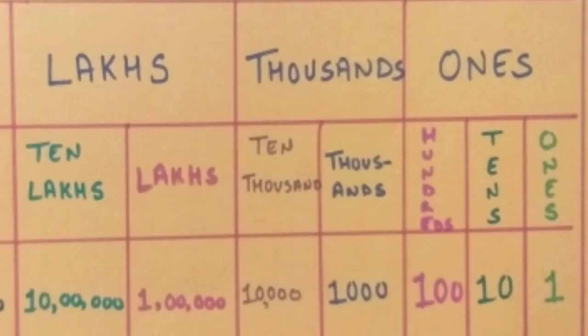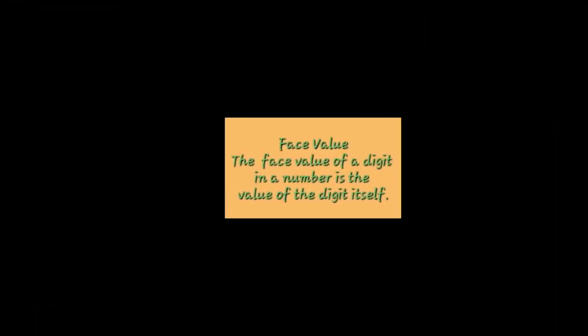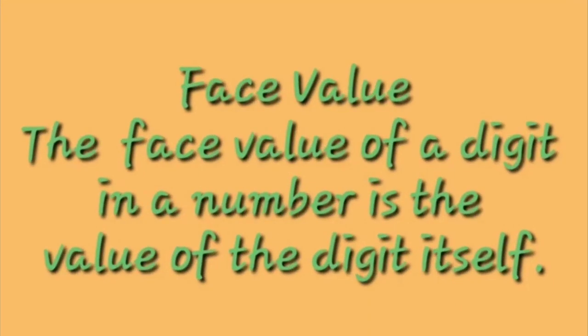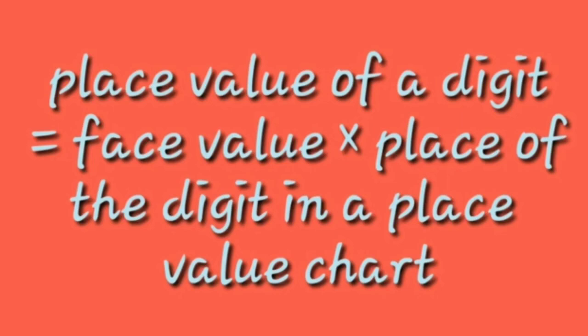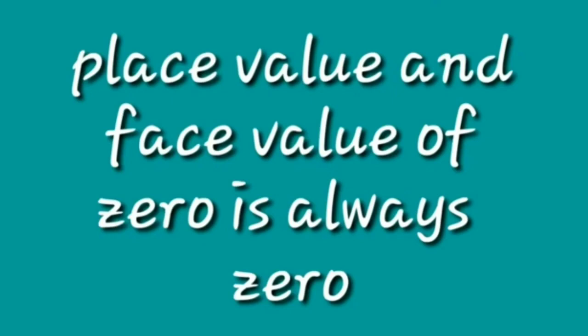Let's move on further to the concept of face value and place value. As you already know, the face value of a digit in a number is the value of the digit itself. However, the place value of a digit in a number depends upon the place it occupies in a place value chart. It means that the face value is the same as that of the digit, whereas the place value depends on the place it occupies. One thing you just keep in mind is that we can determine the place value of a digit by multiplying the face value and the place of the digit in a place value chart. Moreover, the place value and face value of a 0 is always 0.